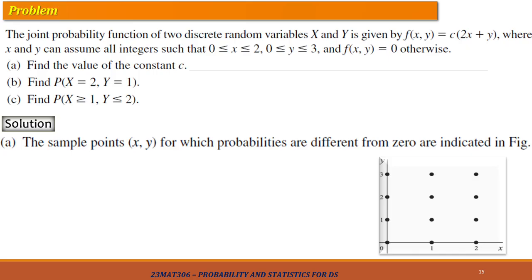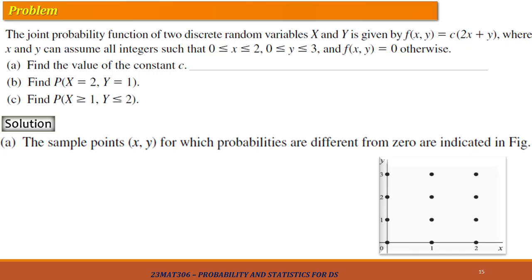Next problem, the joint probability function of 2 discrete random variables X and Y is given by the function denoted here, and here X and Y lie between some interval, so it is a continuous function. First, we have to find the constant value, and next we have to find the probability of X equal to 2 and Y equal to 1, and the probability of X greater than or equal to 1 and Y less than or equal to 2.